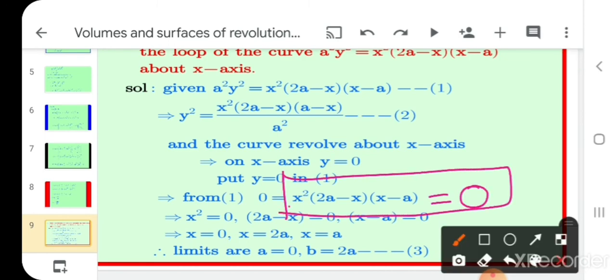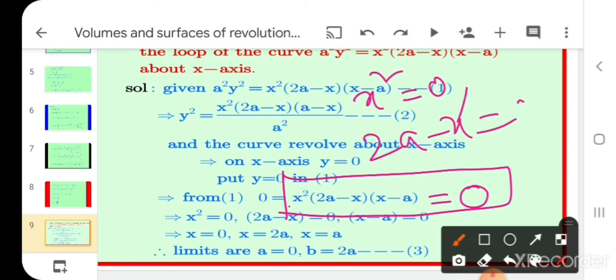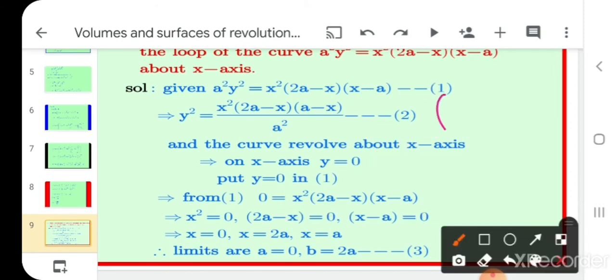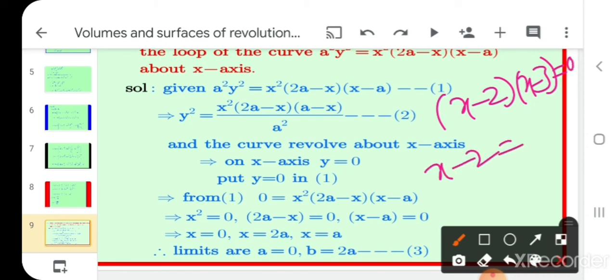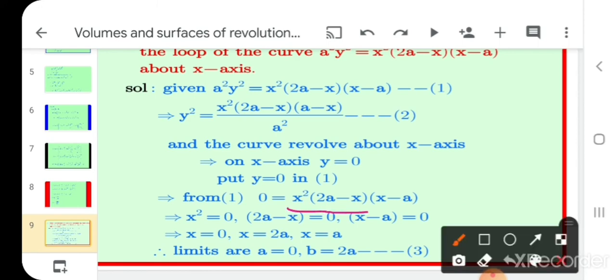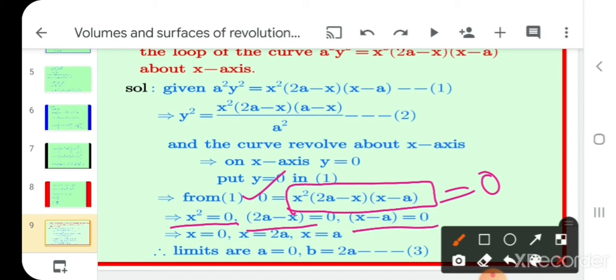And then what we write next? That implies x square equals 0, 2a minus x equals 0, x minus a equals 0. Is it clear? If we have x minus 2 into x minus 3 equals 0, what we write? X minus 2 equals 0 and x minus 3 equals 0. Similarly, x square into 2a minus x into x minus a equals 0, so I write x square equals 0, 2a minus x equals 0, x minus a equals 0. Is it clear?